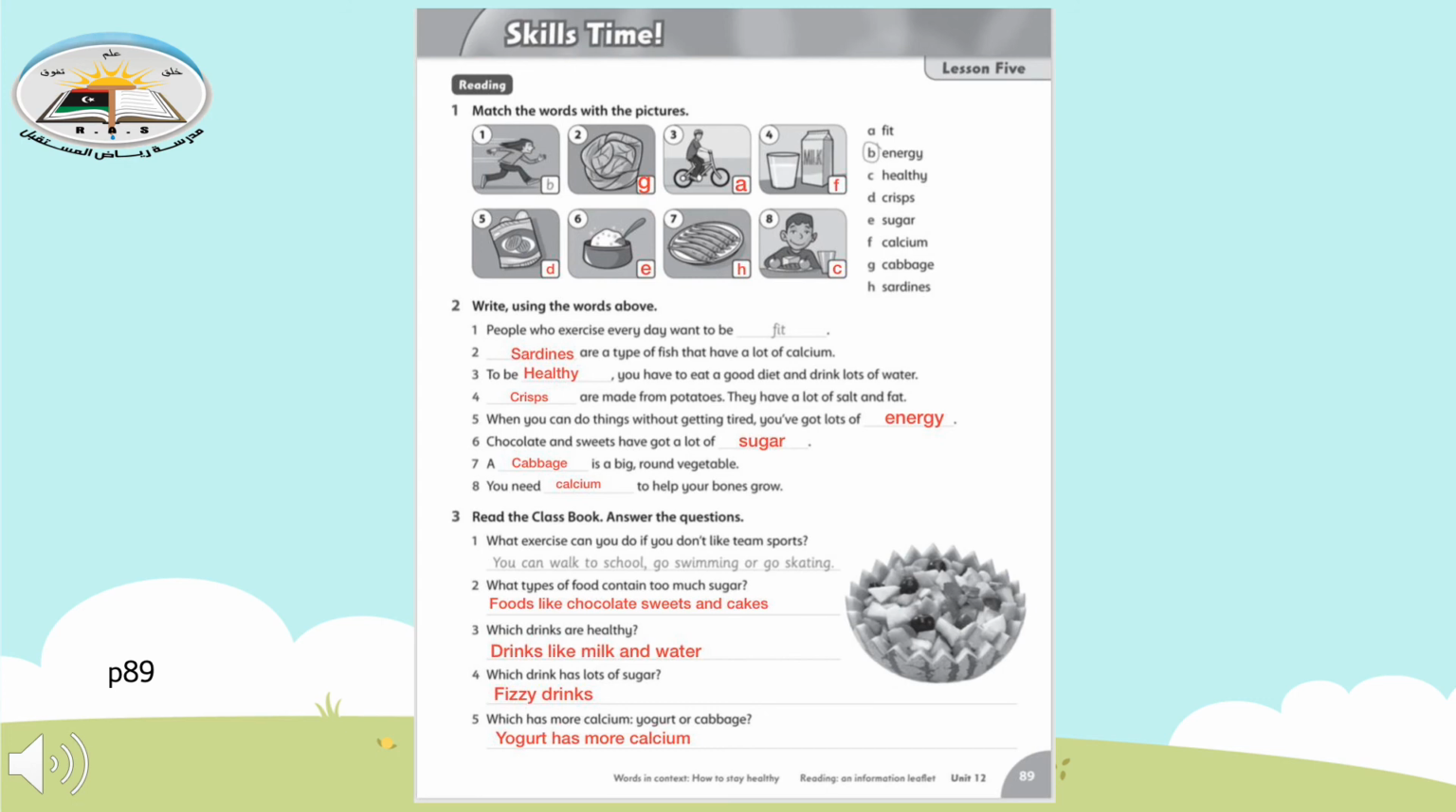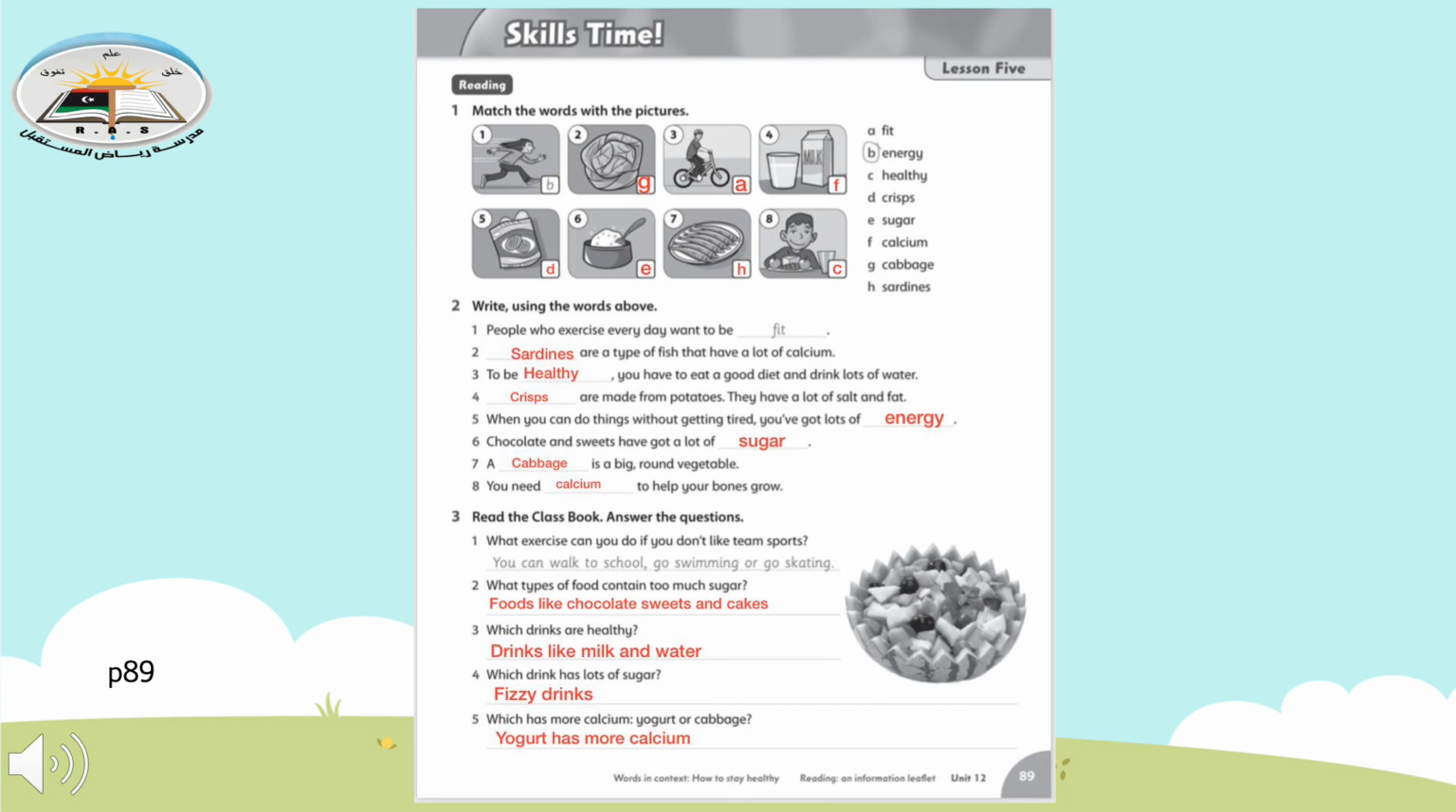Write using the words above. Now we're going to fill in the gaps with the words above. Number 1. People who exercise every day want to be fit. The answer is fit. Number 2. Sardines are a type of fish that you have a lot of calcium. The answer is sardines.